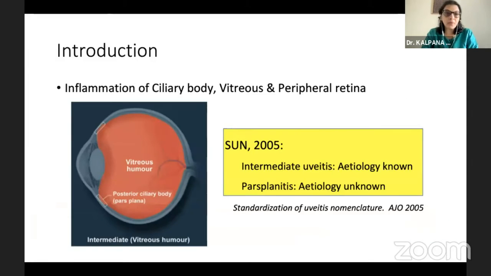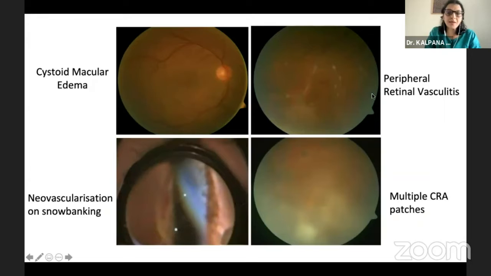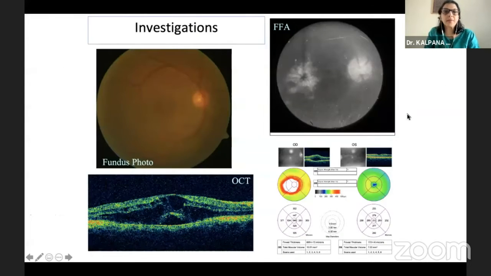So when we talk about intermediate uveitis, we are looking at inflammation of the ciliary body, vitreous and the peripheral retina with a known etiology. We call it pars planitis when the etiology is unknown. Now, the characteristic feature for an intermediate uveitis is the presence of the snowballs and snow banking. In addition, you also see other clinical features like cystoid macular edema, neovascularization, multiple scars, and peripheral retinal vasculitis.